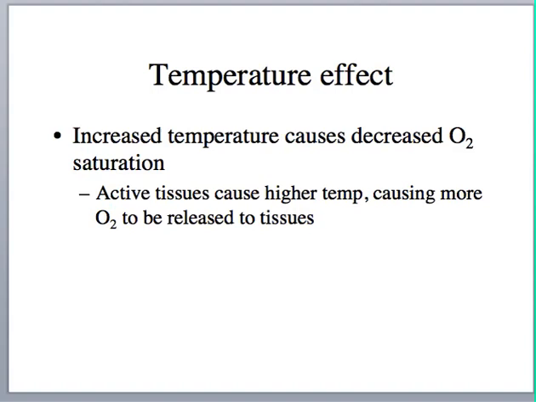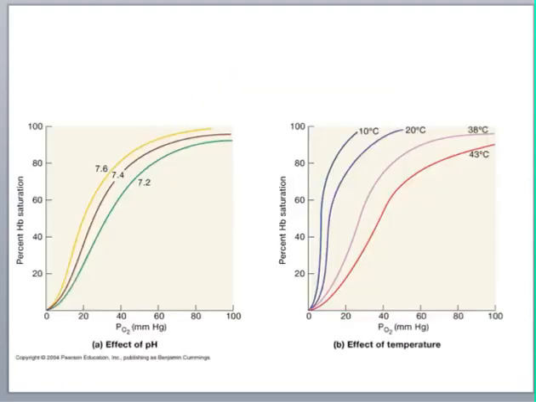So now with temperature, let's see what happens. Well, in your tissues, increased temperature will cause decreased oxygen levels in your blood, the oxygen saturation. And why is that? Well, active tissues that are actively metabolizing will have a higher temperature, and this then will cause more oxygen to be released to the tissues. Hemoglobin will tend to release oxygen to the tissues at higher temperatures. Let's look at this again then.